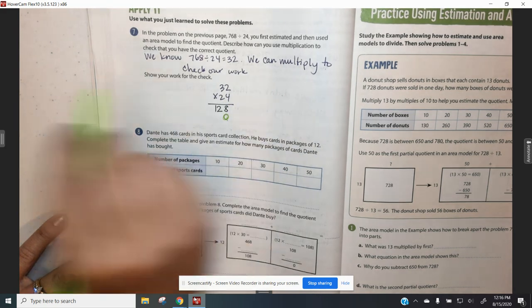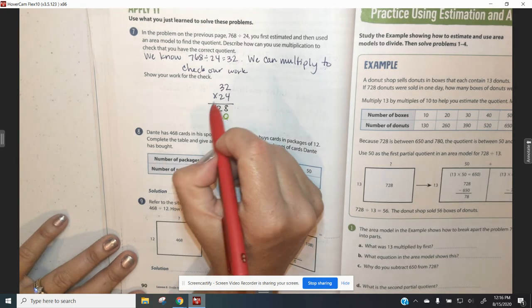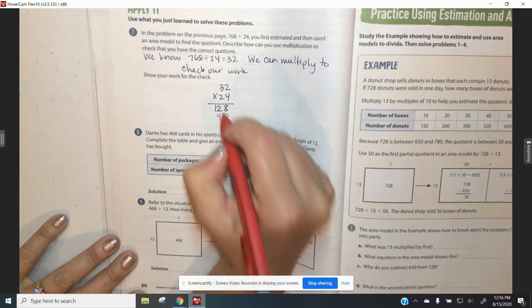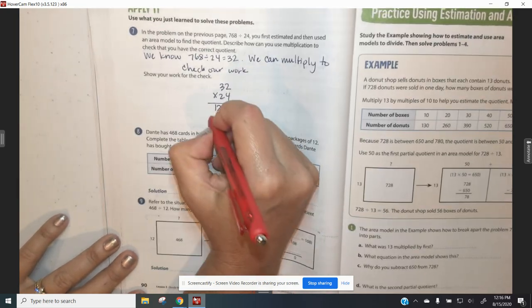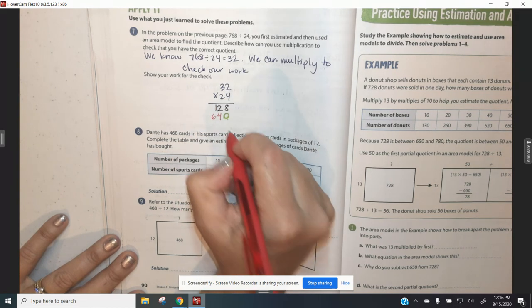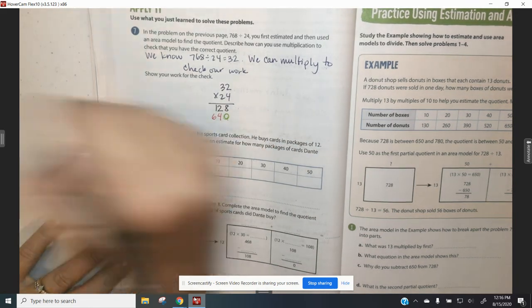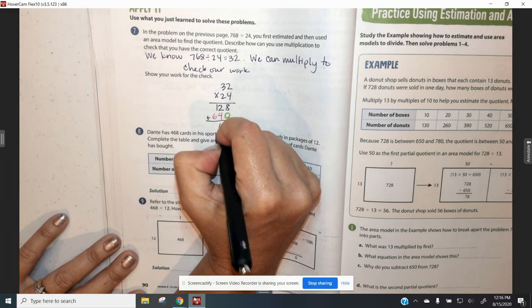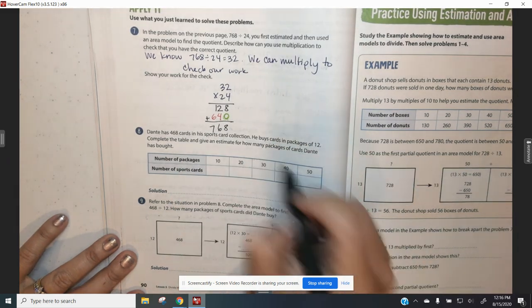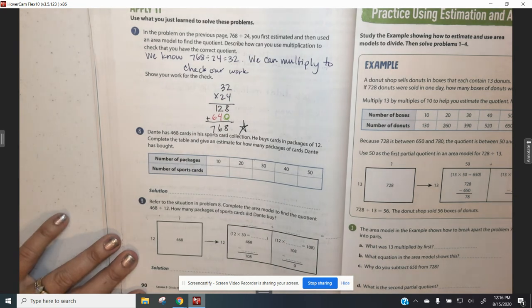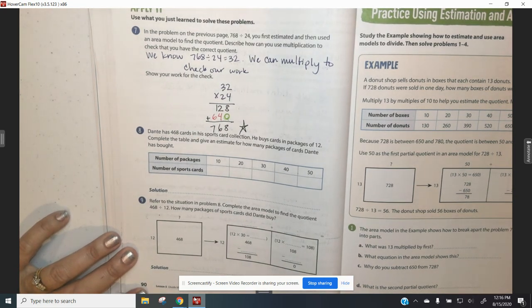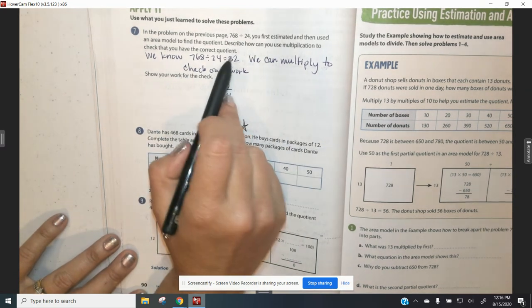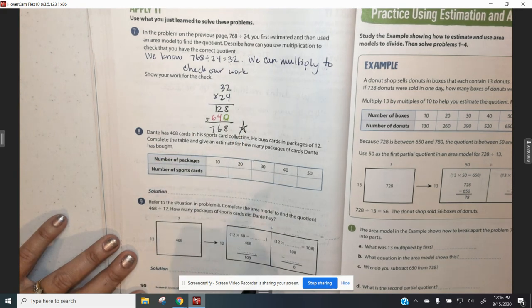So now we can do 2 times 2 is 4. 2 times 3 is 6. And then we can add the 2 together. 8, 6, 7. Oh, good. We were right. We got 768. So therefore, we know that 32 is the correct quotient.